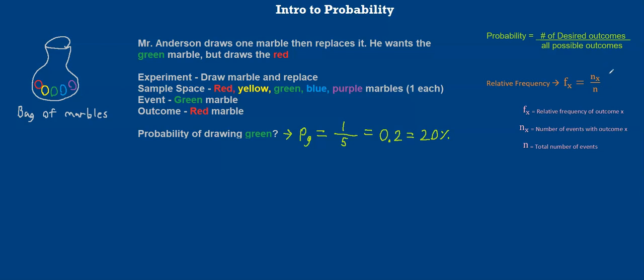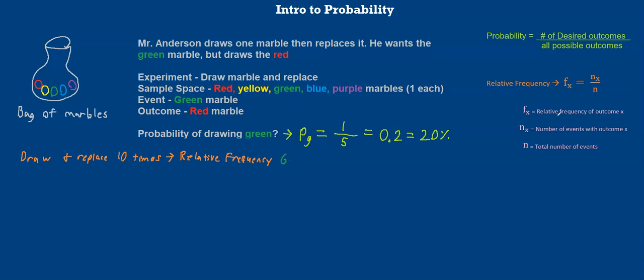And so what's the difference between these two formulas? Well, probability is talking about theoretical probability of what might happen out of all the possible outcomes, whereas relative frequency is talking about what actually happens if you perform this experiment multiple times. To explain this idea, let's perform this experiment multiple times. Let's draw and replace marbles 10 times. And if we do, what would be the relative frequency of drawing a green marble?